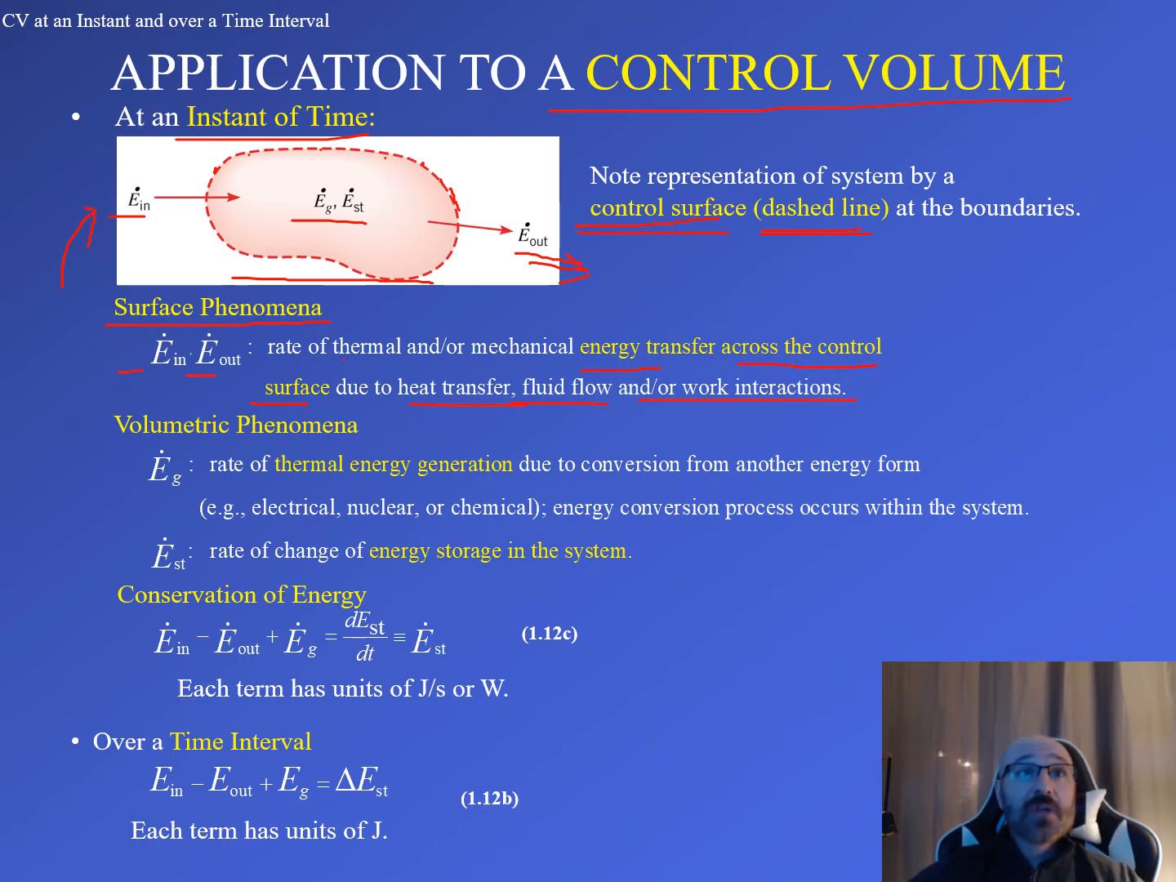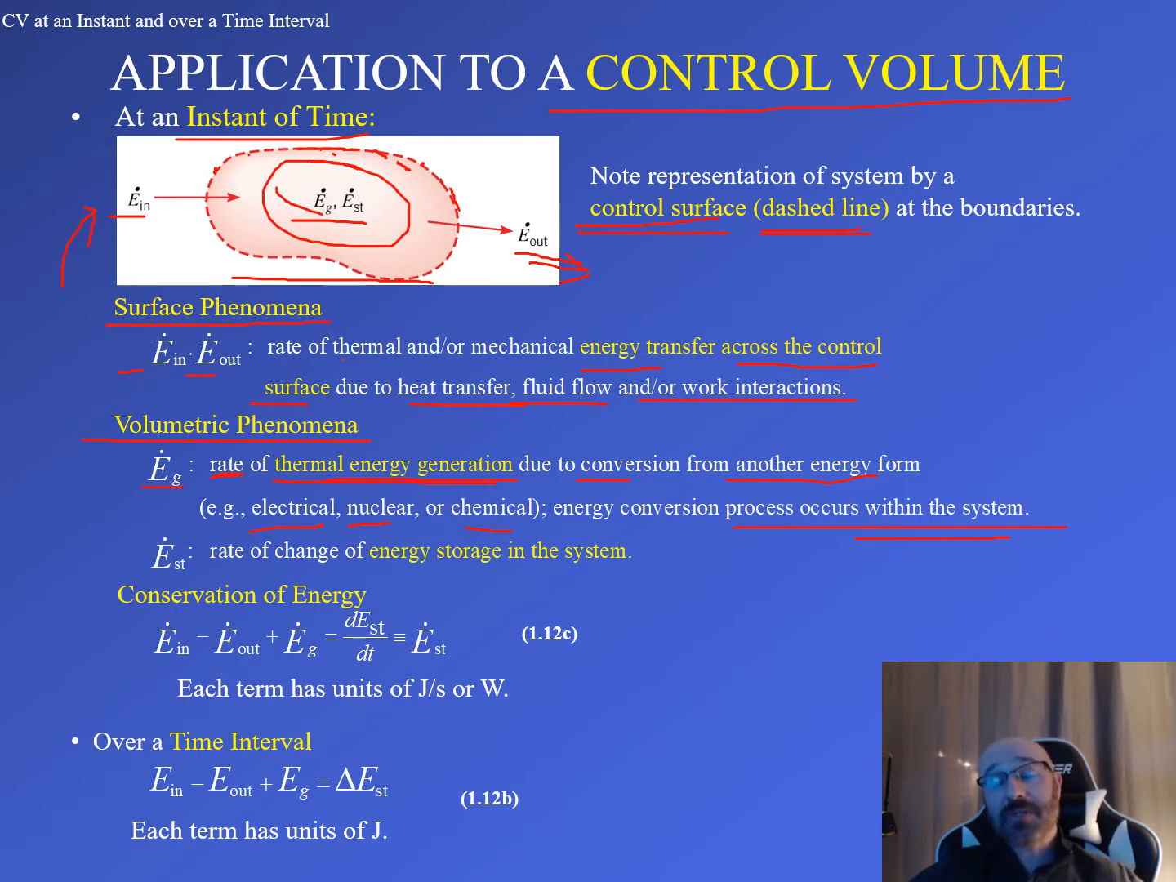So what are those? Those are our volumetric phenomena. If we take a look first at E sub G dot, this is going to be the rate. The dot shows the rate of our thermal energy generation. So E sub G is thermal energy generation, and this is due to conversion from one form of energy to another. Examples for this could be electrical, nuclear, chemical. This is an energy process that occurs within the system. So you can see there's our system control, and this is all within the system.